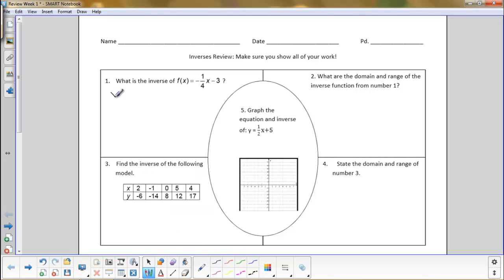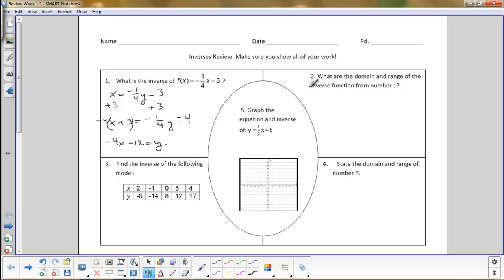Remember, inverses, you switch x and y, so we write it as x equals negative 1/4 y minus 3, and then we solve for y. Beginning by adding 3 to both sides of the equation, x plus 3 equals negative 1/4 y. Remember to multiply fractions by the reciprocal. Do not forget about the negative. We must multiply by the negative. So it's negative 4x minus 12 equals y.